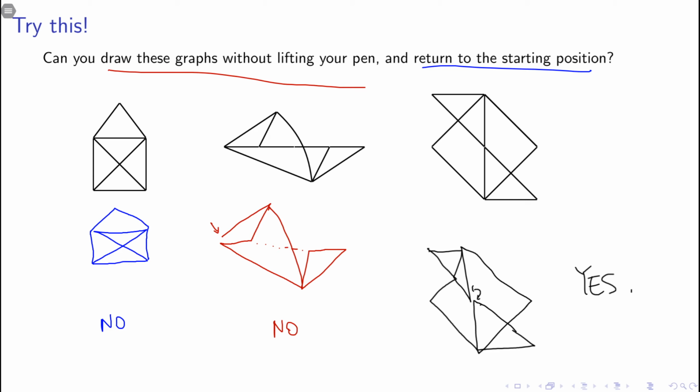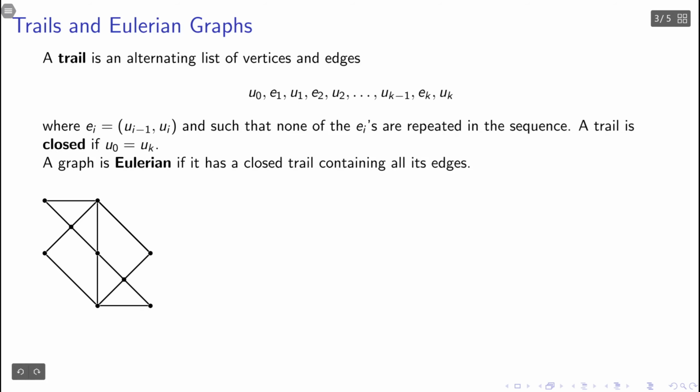And it turns out that there's a nice characterization of graphs for which you are able to do this. And so in fact, let's define what it is we're doing first. What we just drew there is called an Eulerian trail. And it means basically that there is a trail on your graph that contains all your edges. Okay, so what is a trail? A trail is simply an alternating list of vertices and edges, basically telling you which vertices you're visiting when you're walking along these edges. So for instance, this is a trail.